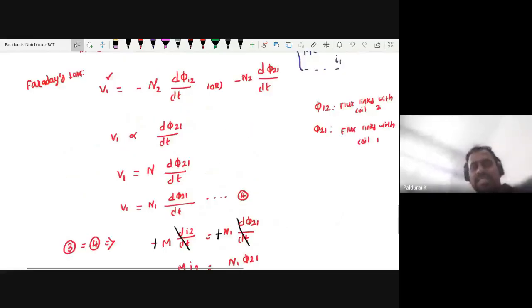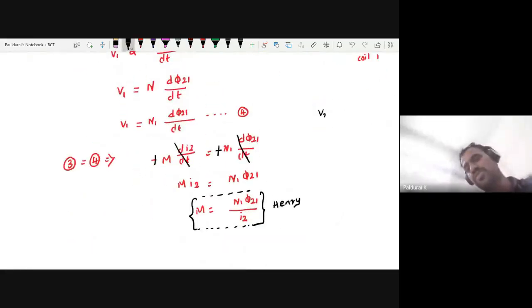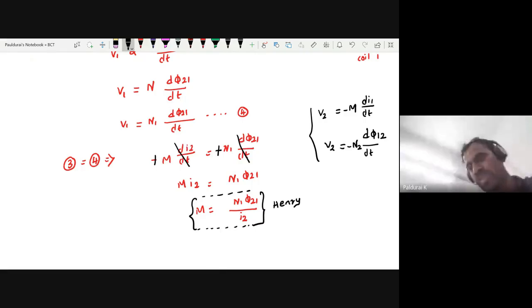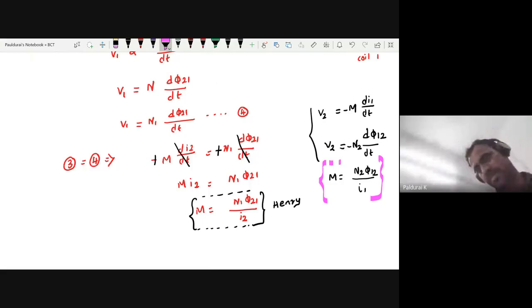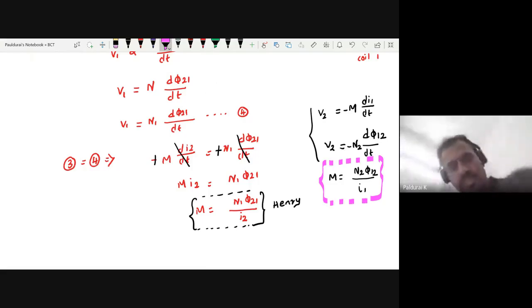So similarly, can you play with V2? What is the equation for V2? Because of mutual inductance, obviously it is directly proportional to di1 by dt. Okay. So in order to remove the proportionality, it is minus M. So this time V2, as per Faraday's law, is directly proportional to dφ12 by dt. To remove that you want minus N2. Now equate these two, and you will end up with M equals N2 φ12 divided by I1. Okay, got it. So this is the way to derive mutual inductance.